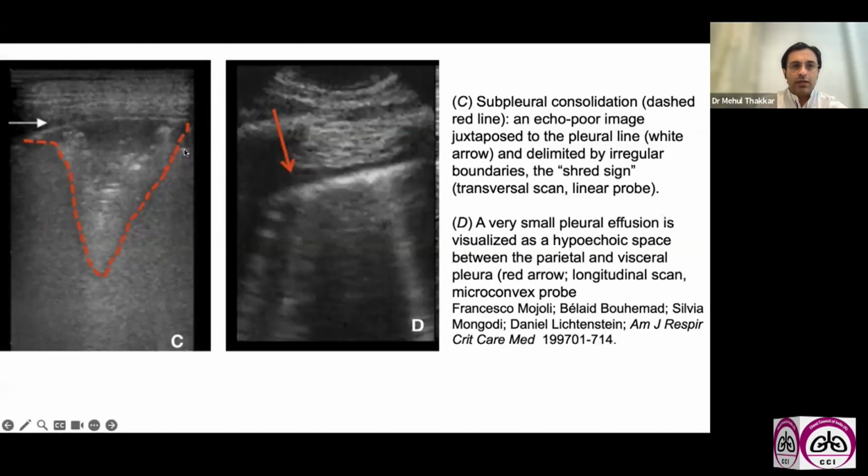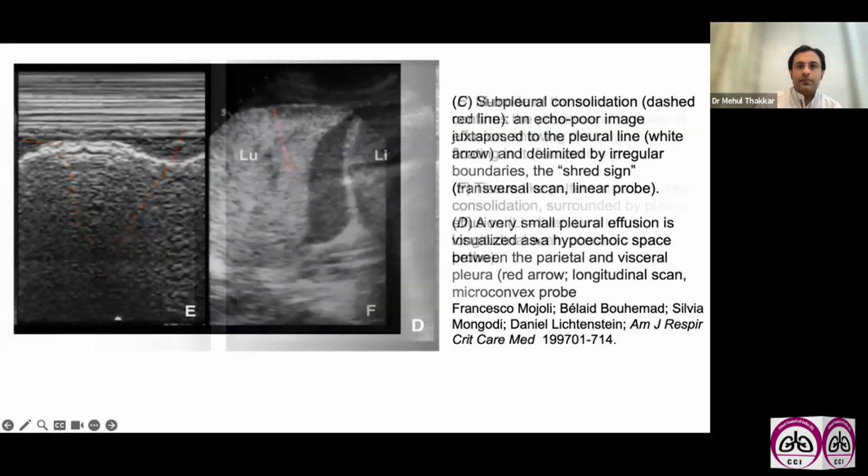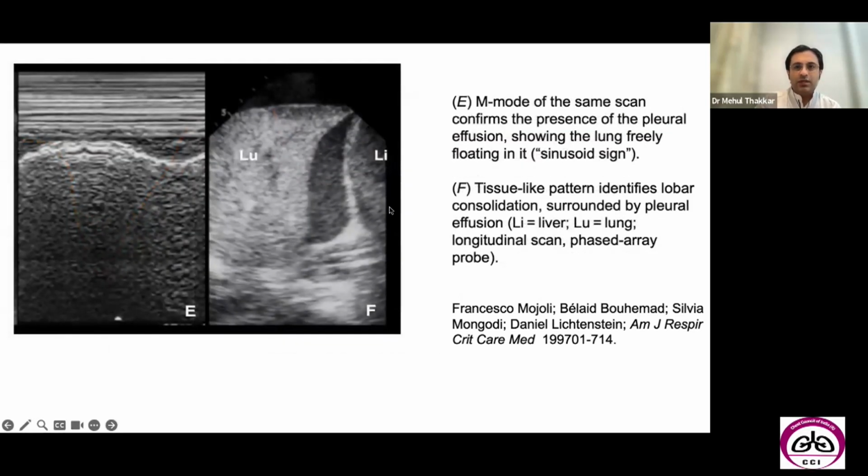If you see a consolidation, this is what you will see. This is the echo-poor image next to the pleural line, and here we call it the shred sign. A very small effusion that you can see as a mnemonic effusion is present. This is the hypoechoic area. You can see the pleural line and the B lines which are there. And this is the M mode of the same scan, which shows the presence of fluid. This is the lung, which is consolidated, as you can see. This is the liver, and this is the small amount of fluid that you see.